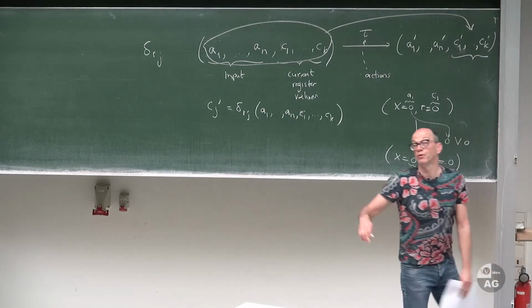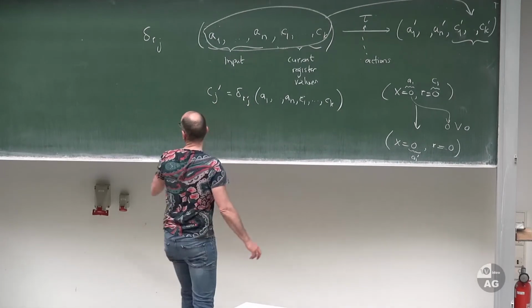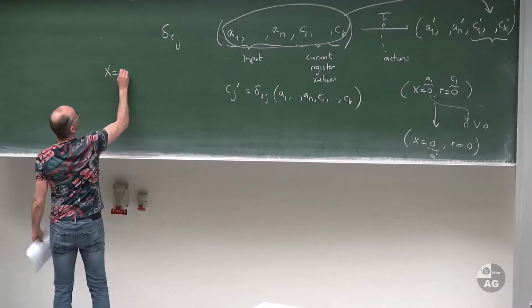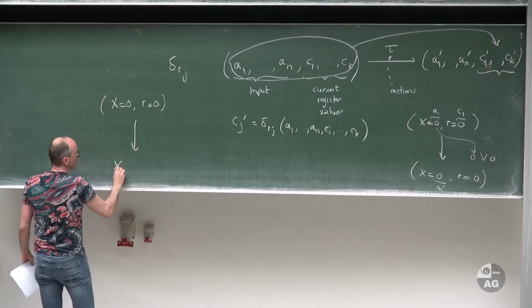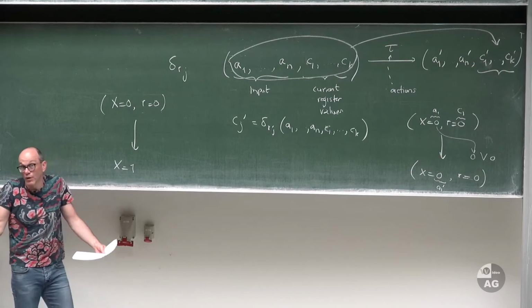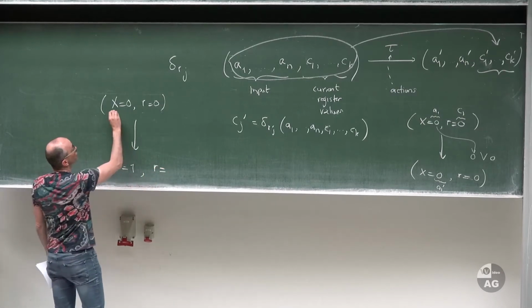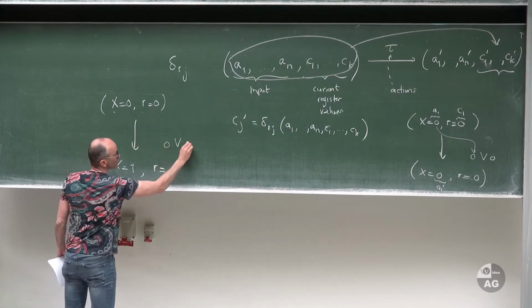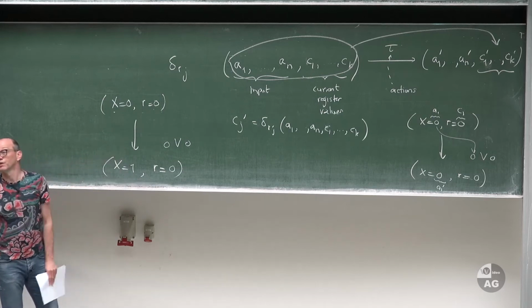What happens if the input becomes a 1? In that case, I move from the state x equals 0, r equals 0, to the state x equals 1, because that's my new input. And now again, this register value depends on those two values, so again it's 0 or 0, which means 0. And that's the rightmost state over there.